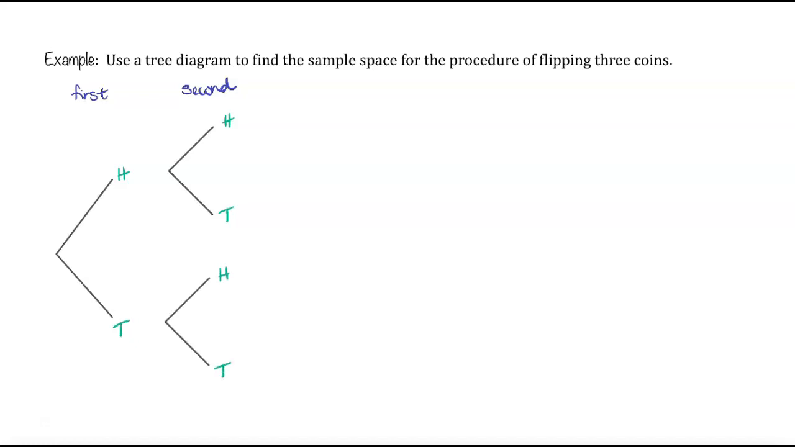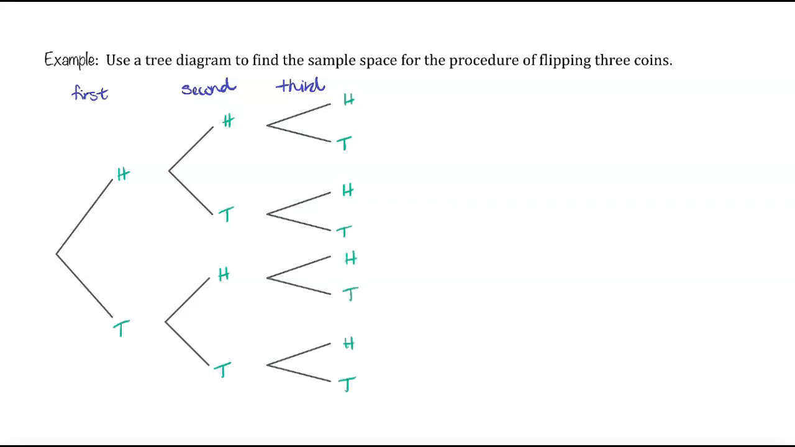And that brings us to the third coin. If the first coin lands on heads and the second coin lands on heads, we have the same two options for the third coin: heads or tails. If the first coin lands on heads and the second on tails, the third coin could be heads or tails. And the same is true for the last branches of the tree. This is what we call a tree diagram, and it helps us create sample spaces. It helps us see all the individual possible simple events.